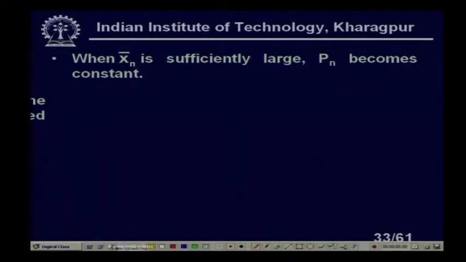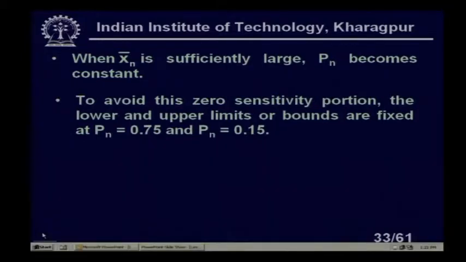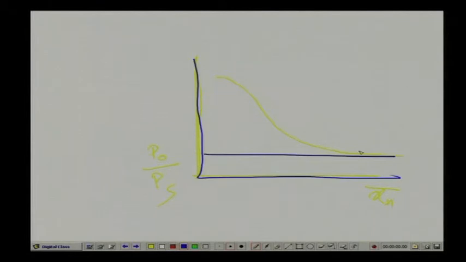How does it look? It will look like this one. You see here, if I take a blank page, the slope will look like this. So, when x n bar is far away, you will find that it is becoming constant. So, the pressure is constant. That means, P o by P s is constant here. Okay. If I take a different pen, the slope looks like this one. So, P o by P s is constant to this value, right, when x n is large, clear.